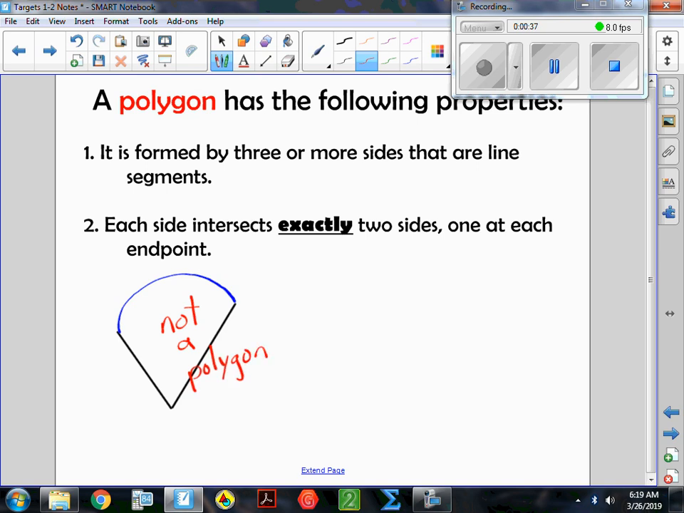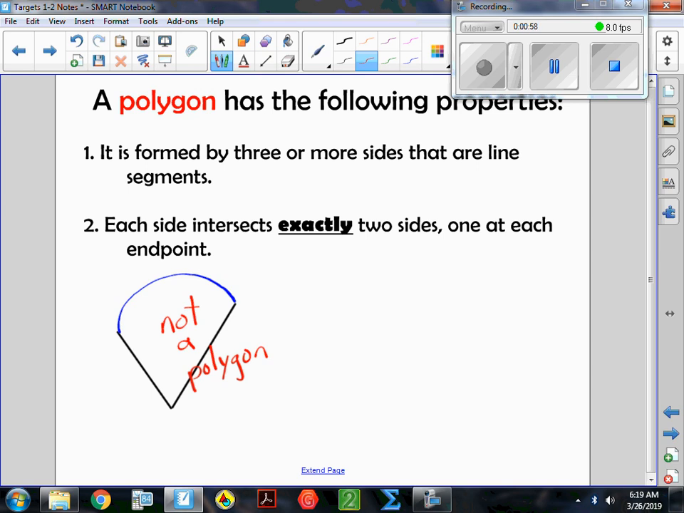Because it has a curved part. So any shape that has a curved part would not be considered a polygon. So a circle is not a polygon. Some people say this looks like an ice cream cone. We call it a sector. It's not a polygon. So anything that has curved sides to it is not a polygon.